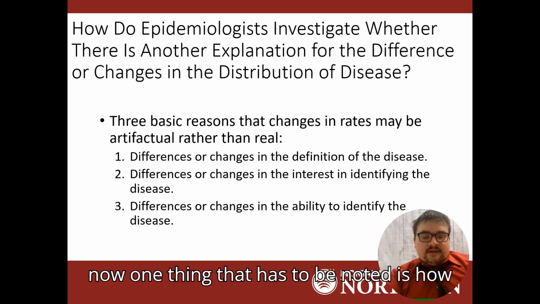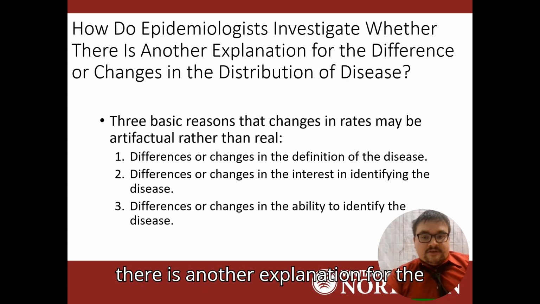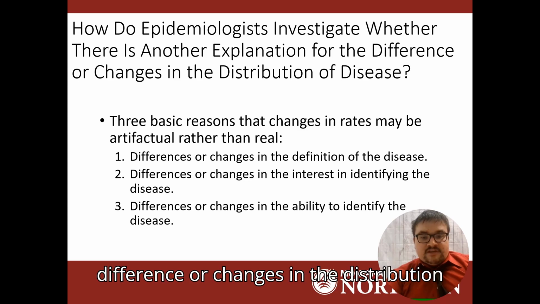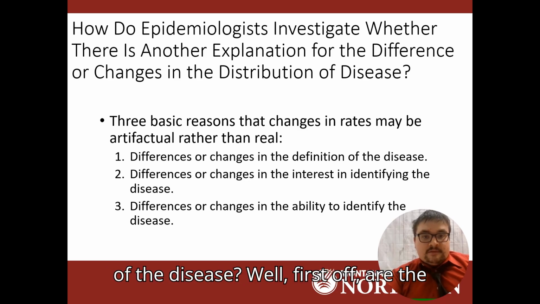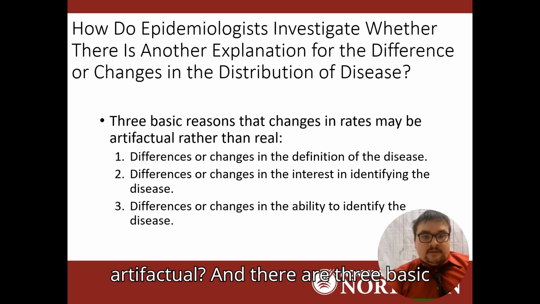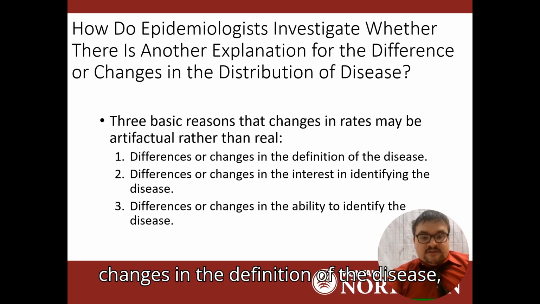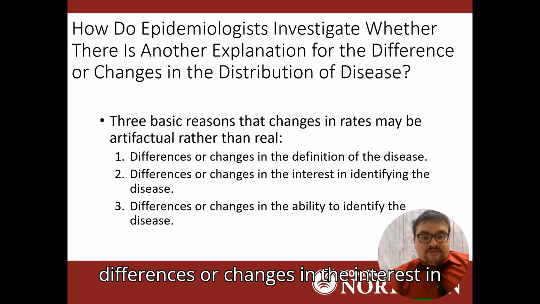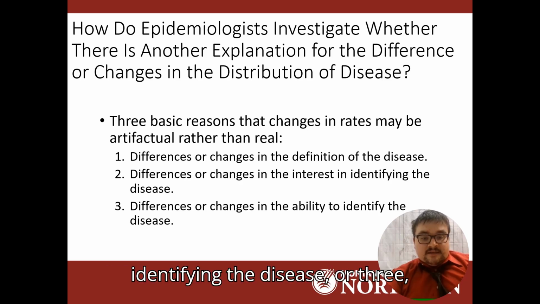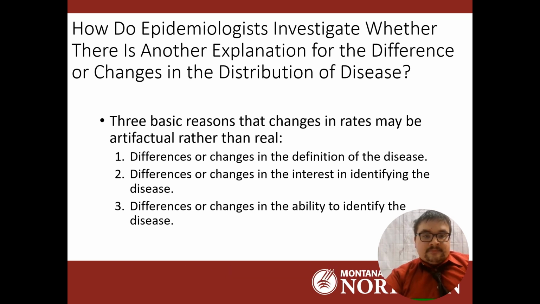All right, so one thing that has to be noted is, how do epidemiologists investigate whether there is another explanation for the differences or changes in the distribution of disease? Well, first off, are the observed differences or changes real or artifactual? There are three basic reasons. One, there could be differences or changes in the definition of the disease; two, differences or changes in the interest in identifying the disease; or three, differences or changes in the ability to identify the disease.